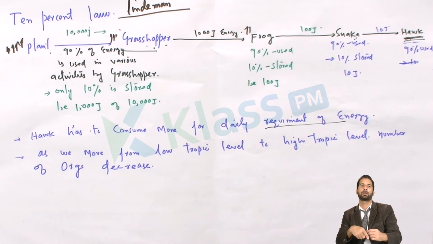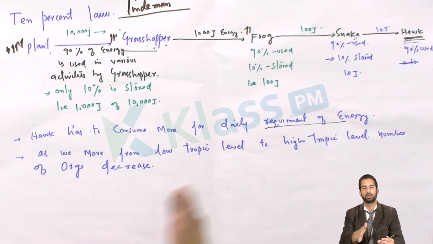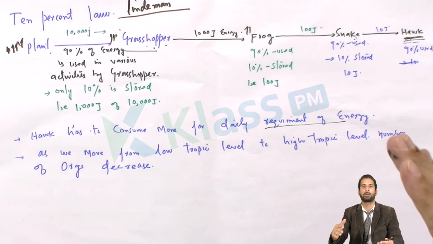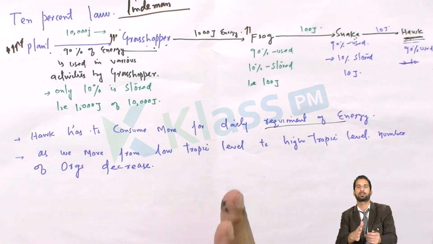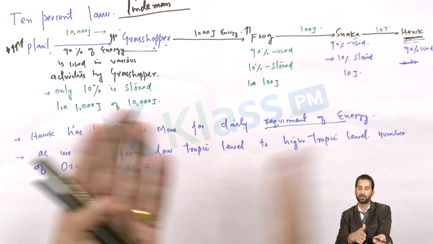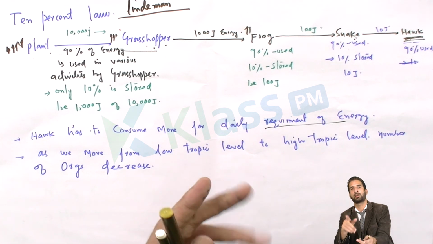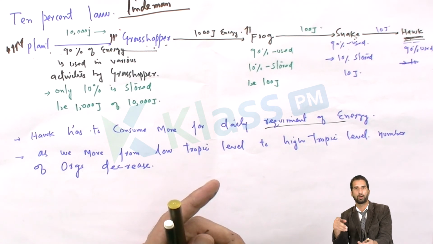Next, an important point I have to mention here is that this flow of energy from a low trophic level to a high trophic level is unidirectional. It is not bidirectional. Energy cannot be reversed. The flow of energy is always unidirectional. It will flow from the autotroph and end at the top consumer, the top carnivore. Energy flow is unidirectional, not bidirectional.